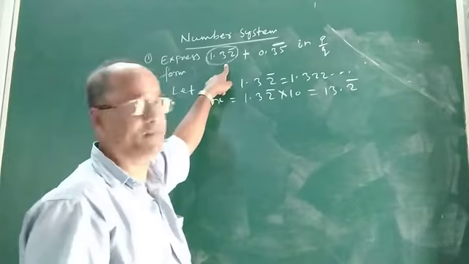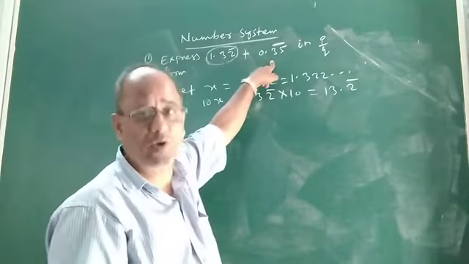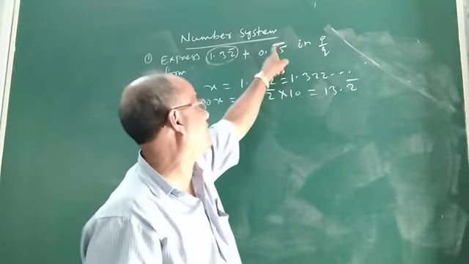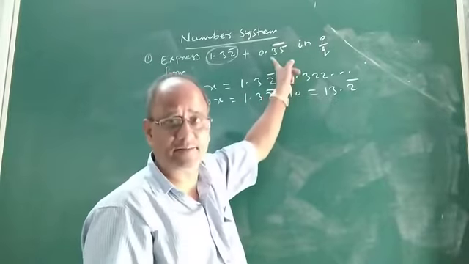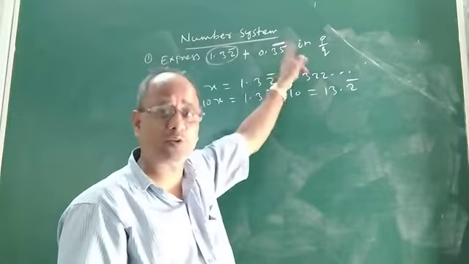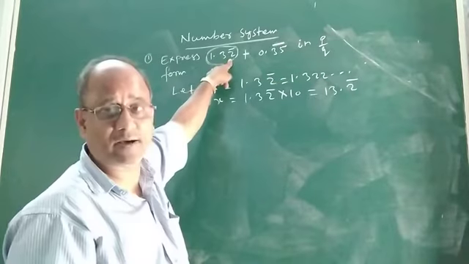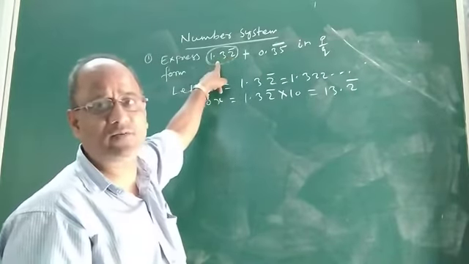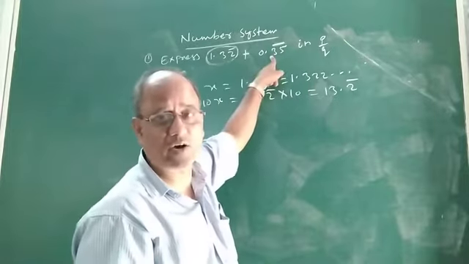This one is a mixed recurring decimal, and this one is a pure recurring decimal. Pure recurring decimal means that both the digits 3 and 5 are getting repeated. The bar is given on the top of 3 and 5, which means both 3 and 5 will be repeated. But in this number, 2 will be repeated but 3 will not be repeated. So this is a mixed recurring decimal, and this is a pure recurring decimal.